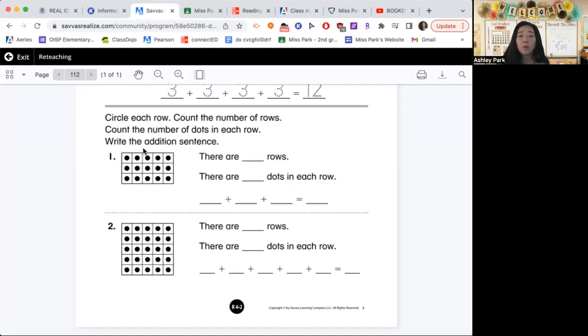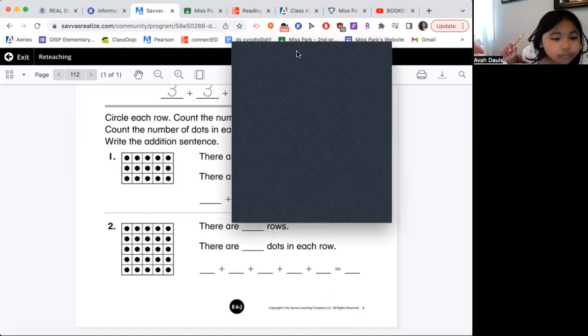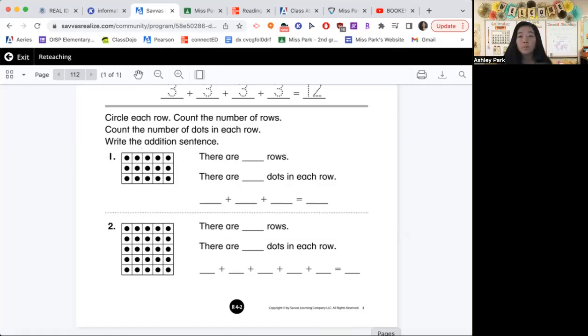There are blank rows, there are blank dots in each row. So how many rows do we see? Row, row, row your boat. We're going across. So how many rows do you see? 3. Very good.